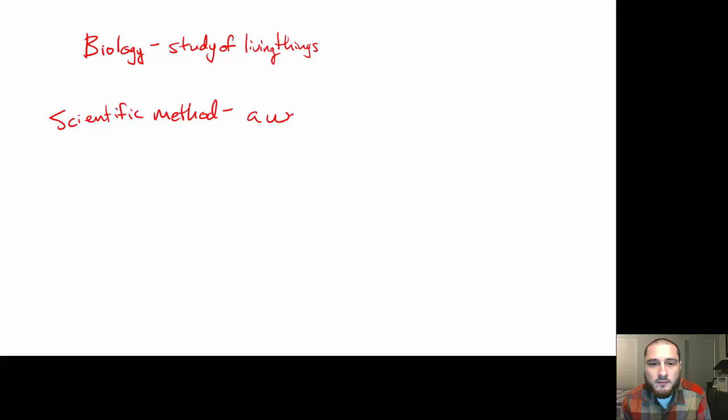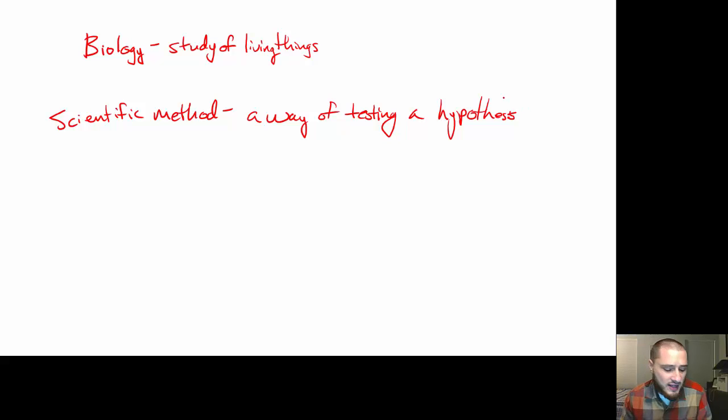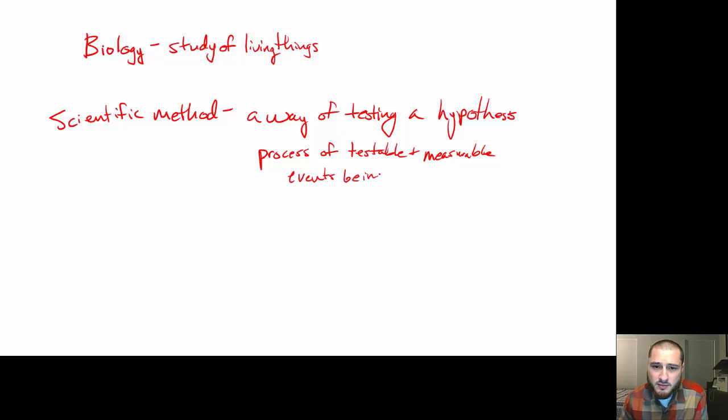It's a way of testing a hypothesis. When we're talking about testing a hypothesis, the scientific method is the process of looking at testable and measurable events being observed. So we're observing testable and measurable events.